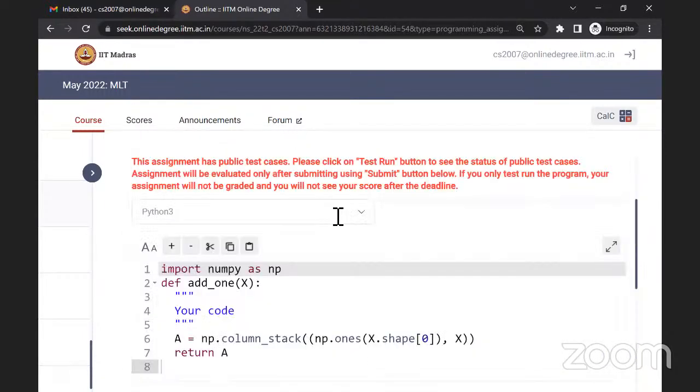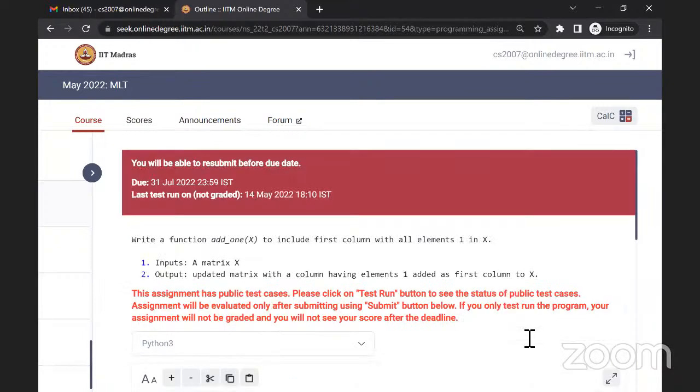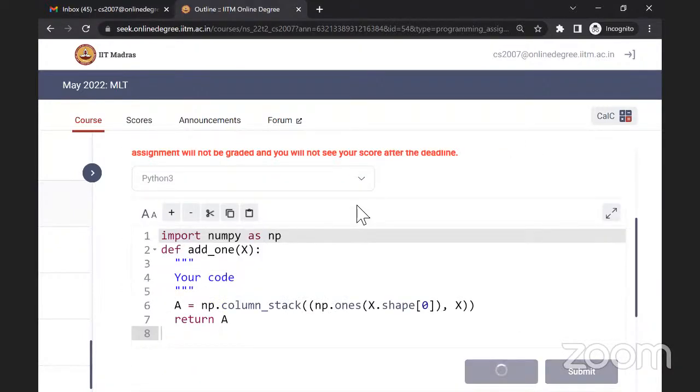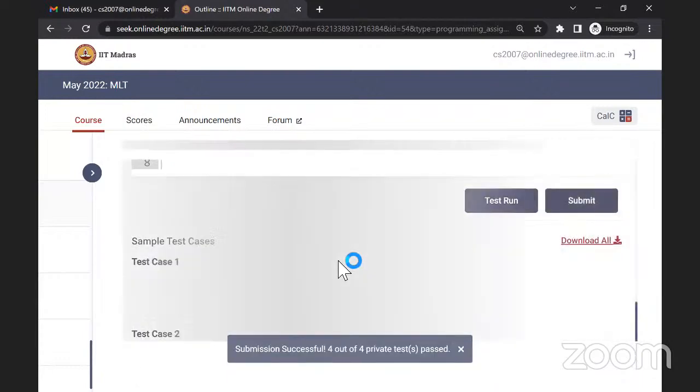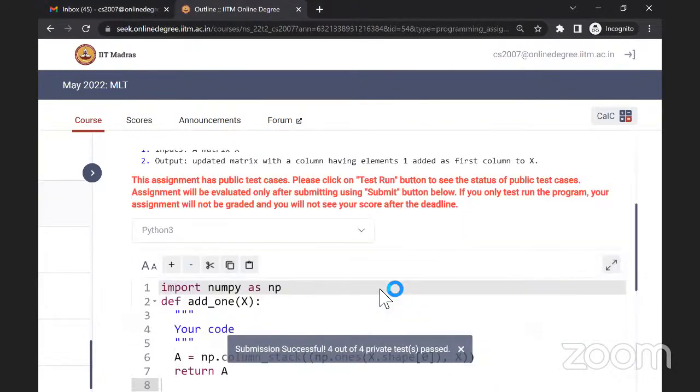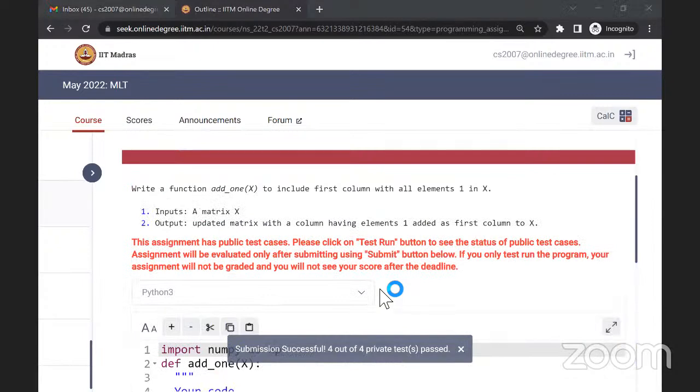Great. Test cases are passing. Public test cases. Let's try them in the private test cases as well. Yes, all of them passed. So great job. Sabit's answer seems also good. Yes, I think you can use numpy.c_ also.